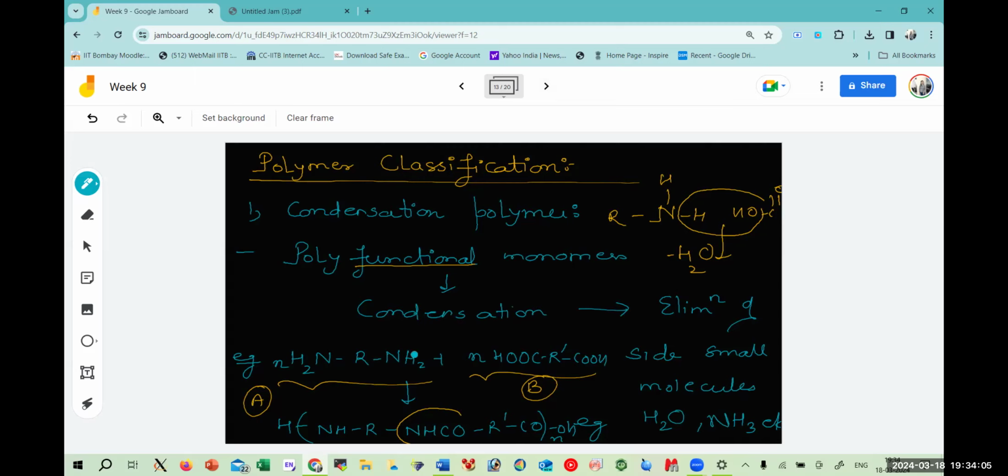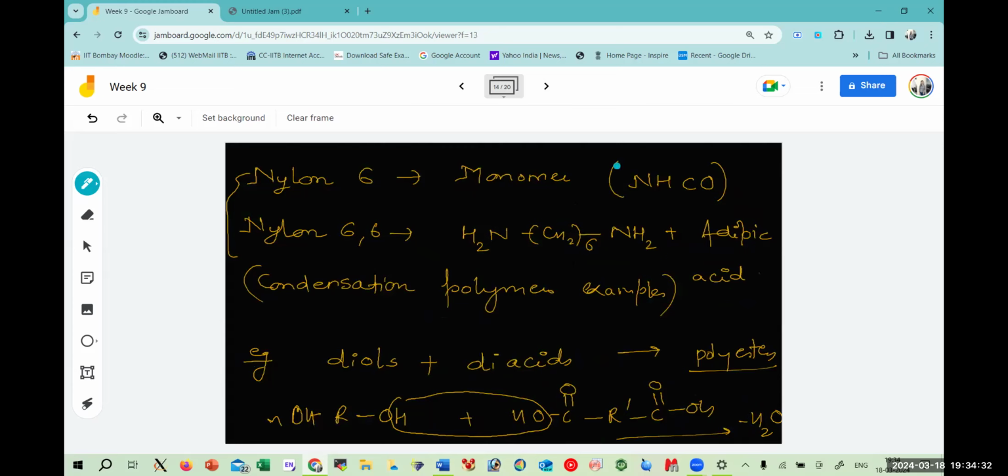We know that amine and acid react to make an amide bond, N-H. How does it form? The proton from the amine and the OH from the acid combine together to give you water. This kind of elimination of small molecules happens only in condensation polymers. So they give you a long polymeric chain with the defined group that you want.